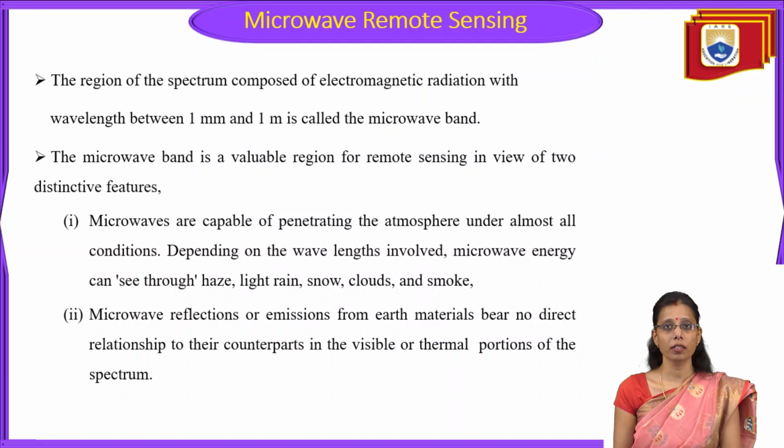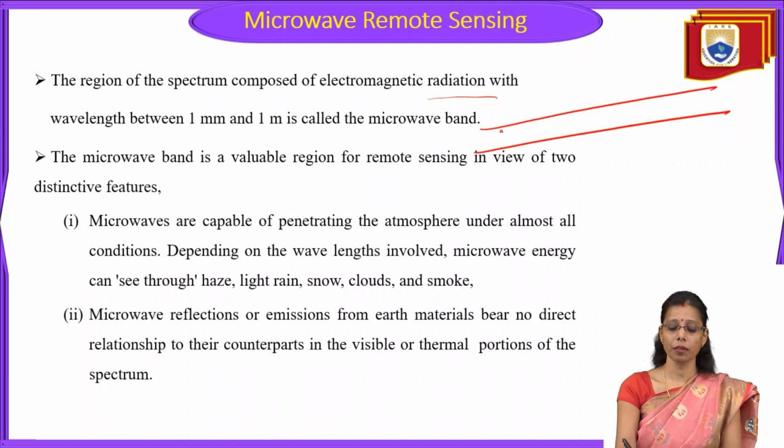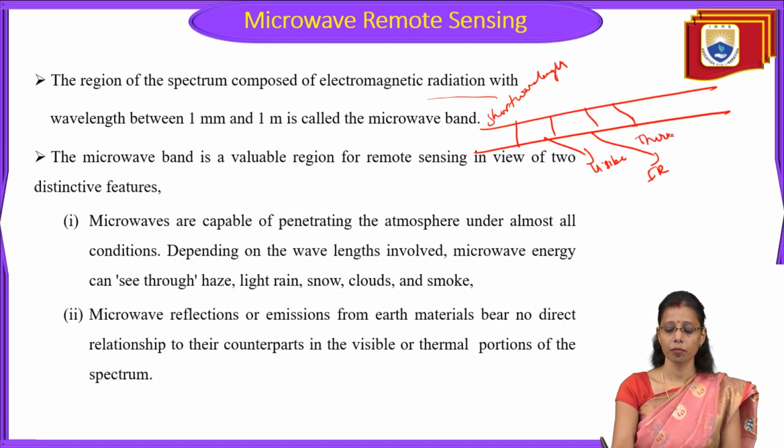Now, microwave remote sensing system. The region of the spectrum composed of electromagnetic radiation with wavelength between 1 mm to 1 meter is called the microwave band. So where will the microwave be located in the spectrum? Short wavelength, visible, then we have IR, then we have thermal IR, okay. Then after that we'll have the microwave region, okay.